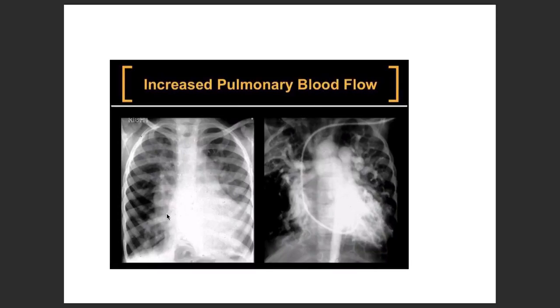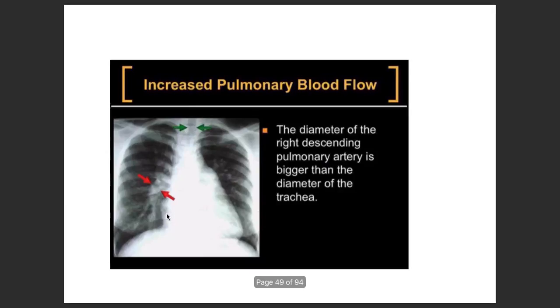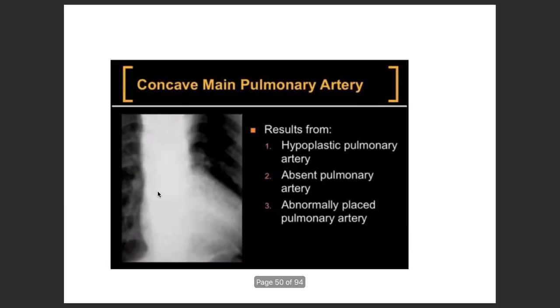Increased pulmonary blood flow. So what is happening in such cases, for example, in this one, this is a special one. The diameter of the RDPA, I mean, right descending pulmonary artery, is bigger than the diameter of the trachea. So always use them as references. For example, if you notice the trachea size here and the right descending pulmonary artery, of course the RDPA is bigger than this. So similarly, what is happening over here?